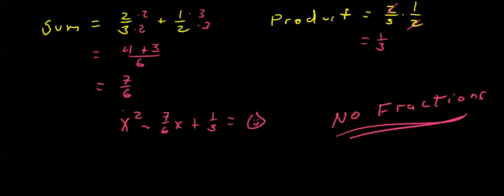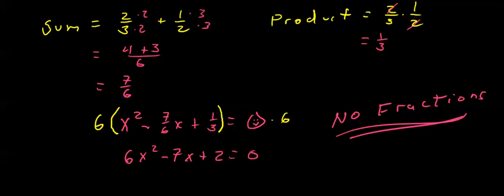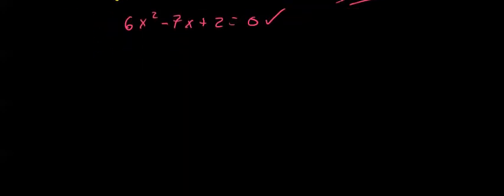So we kill the fractions like we have all year. We multiply by the least common denominator, which is 6, and we get 6x squared minus 7x plus 2 equals 0. We just distribute the 6. And we're done. That's it. It's really the exact same as yesterday, except at the end, we kill the fractions.